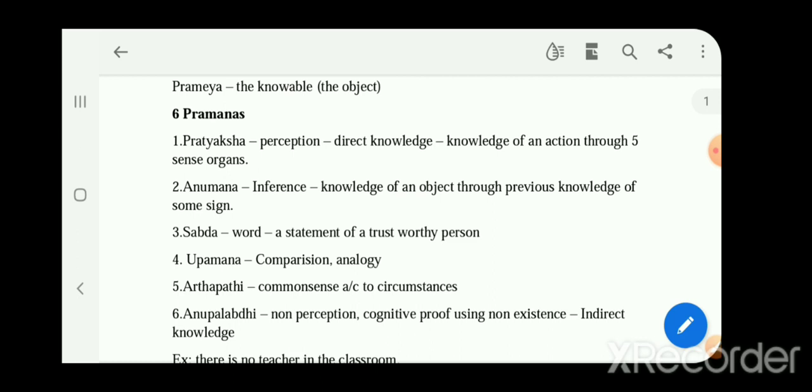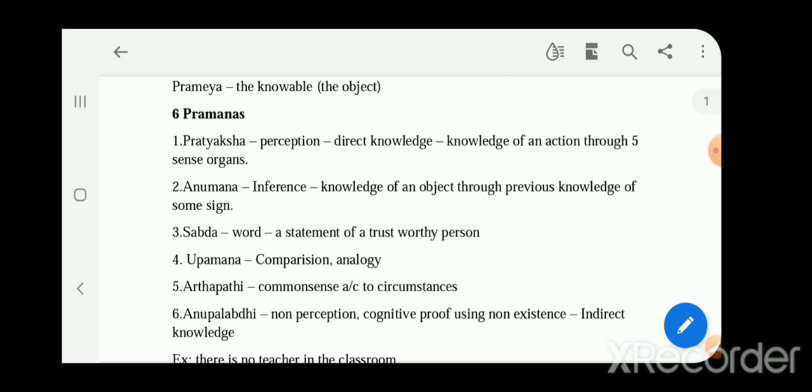And upamana means comparison and analogy. I compare one object with another object, and I analyze, and I conclude, okay, this could be this thing. That comparison and that analogy, that knowledge, is called upamana pramana.